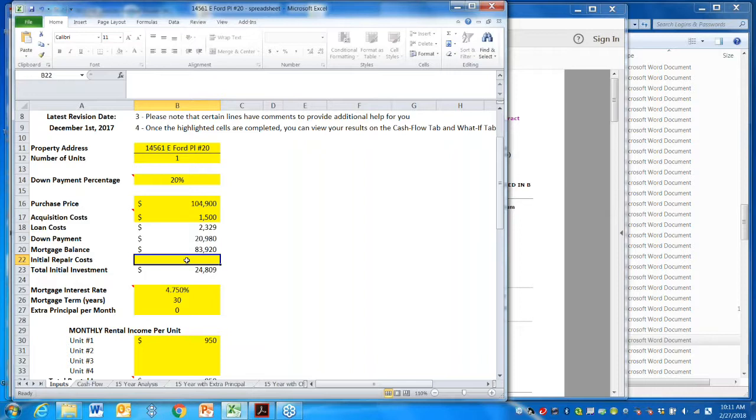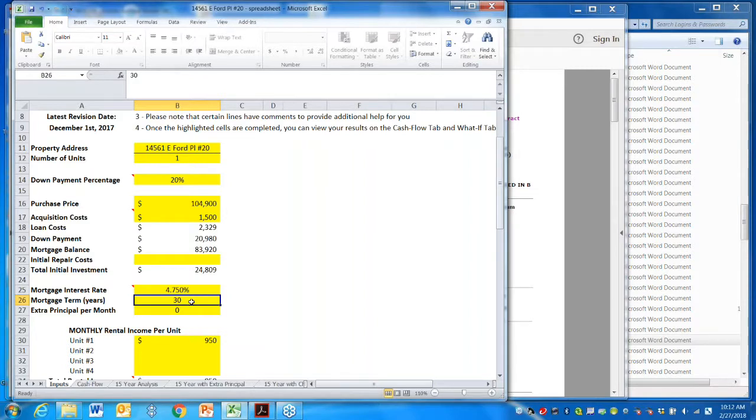So again, initial repair cost is, of course, what it would take to get it, in this case, since we're talking long-term buy and hold, what it would take to get it rentable. And then you would have your total initial investment. Good so far. Then we have the mortgage interest rate. And right now, I threw out something like 4 3/4. Obviously, depending upon what you're doing, that might change depending upon the terms, the type of property, the loan product, how qualified the buyer is. But at this point, I put in something like 4 3/4 to get started.